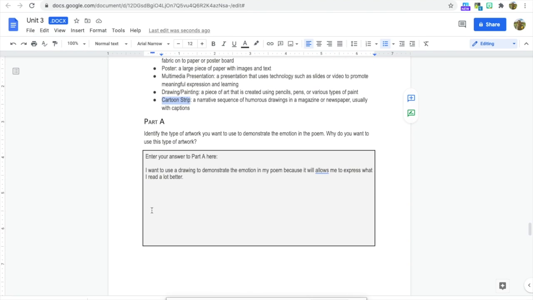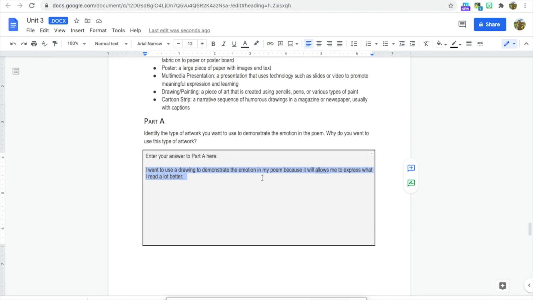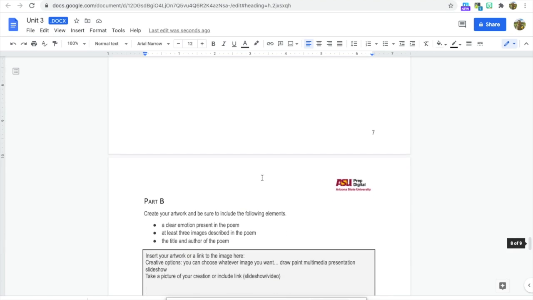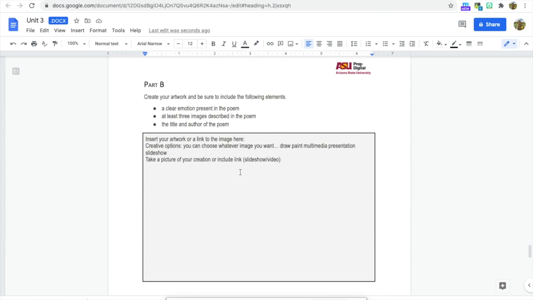Let's go to part A. Identify the type of artwork you want to use and explain why you want to use it. I'm going to write in, I want to use a drawing to demonstrate the emotion in my poem because it allows me to express what I read a lot better. And then we go to part B. Create your artwork and be sure to include the following elements: a clear emotion present in the poem, at least 3 images described in the poem, and the title and author of the poem.